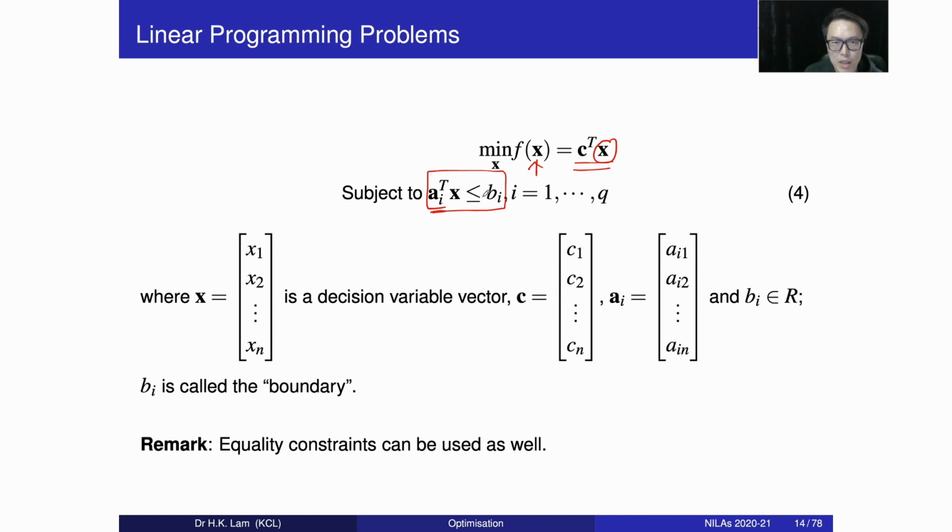I mentioned less than or equal to right here, but in some cases we can accept equality constraints as well. So again, c, a, and b are constants defined by the problem. The only unknown is x. We would like to find out what value of x could minimize the scalar function f, subject to all these constraints.